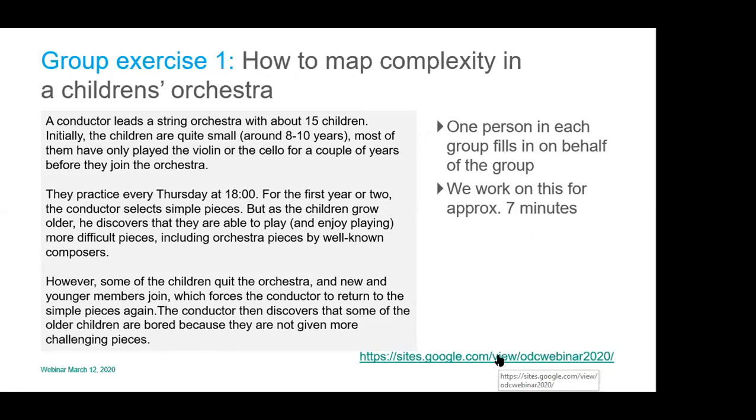So a conductor leads a string orchestra with about 15 children. Initially, the children are quite small, around 8 to 10 years. Most of them have only played the violin or the cello for a couple of years before they join the orchestra. They practice every Thursday at 6 p.m. For the first year or two, the conductor selects simple pieces. But as the children grow older, he discovers that they're able to play and enjoy playing more difficult pieces, including orchestra pieces by well-known composers.